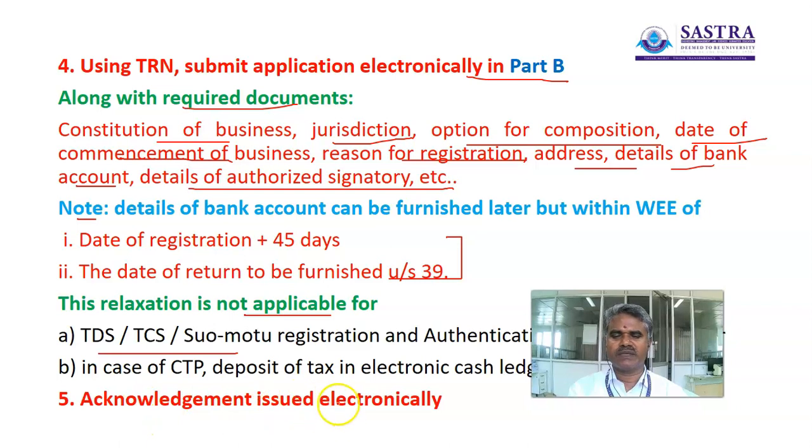Finally, an acknowledgement is issued electronically. They give one acknowledgement. This is the authenticated proof for your submission of data regarding registration. This is part 2 of the general procedure of the registration, my dear students. Okay.